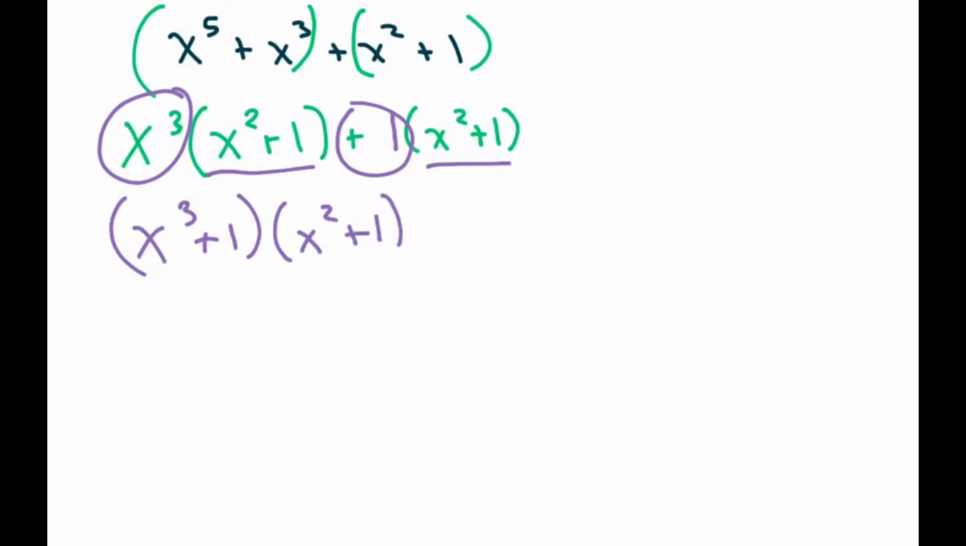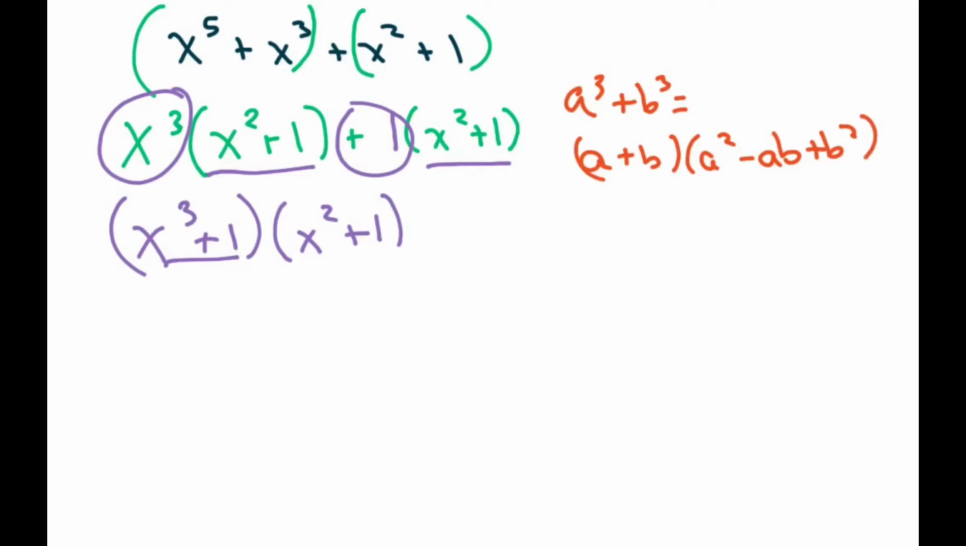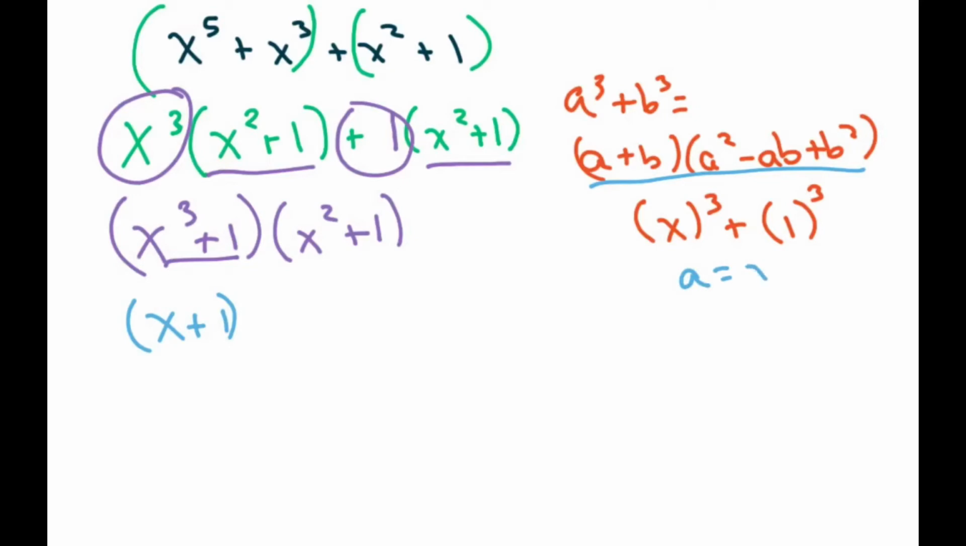Now also, I can factor this out as well. So this is a cubed plus b cubed equals a plus b times a squared minus ab plus b squared. Now in our case, our a is going to be x and our b is going to be 1. So just fill this formula in. So you're going to get x plus 1. So your a equals x, b equals 1. And then you get x squared minus x plus 1.